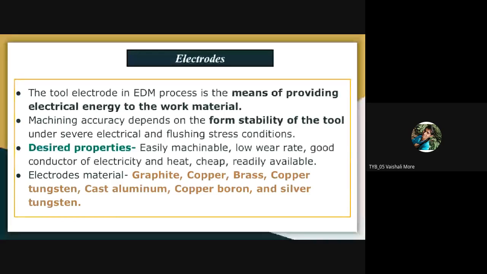The properties of the electrode material. The first property is that it should be easily machinable, it should be a soft material. Then it should have low weight. Then it should be cheap also.